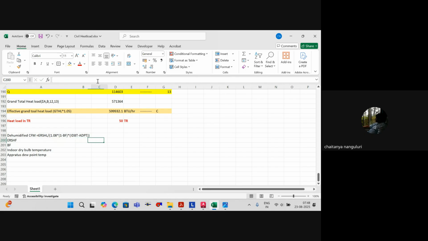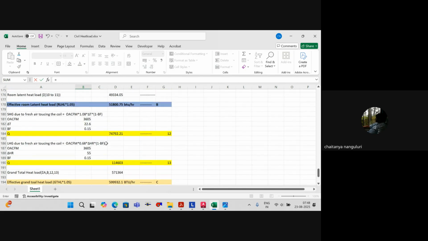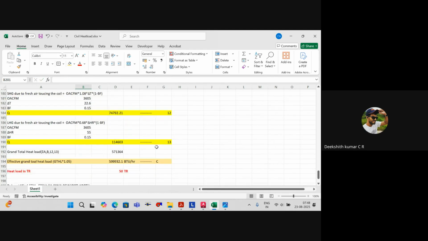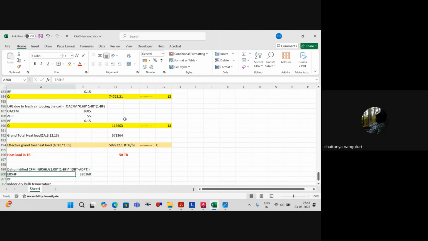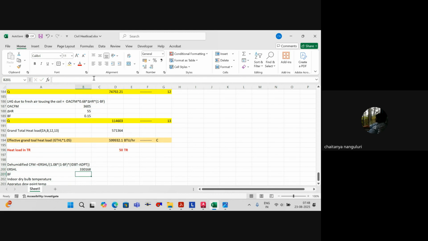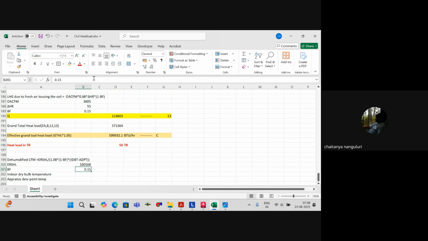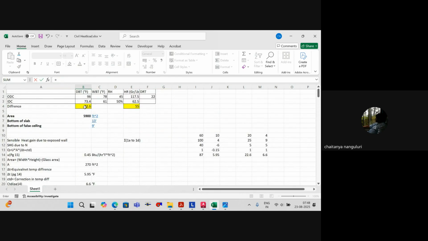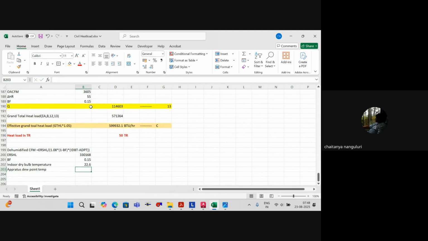So effective room sensible heat, don't you think you already know it over here? Which is equal to your equation A, effective room sensible heat load. Then coming to bypass factor, which you are already aware of, 0.15 throughout the project. Then the next one is indoor dry bulb temperature, that also you're aware of, which is this one. The only thing that you're not aware of is the apparatus dew point temperature.